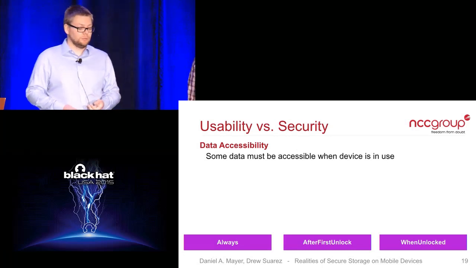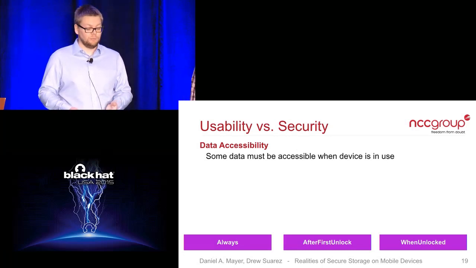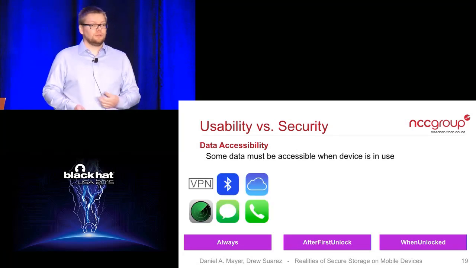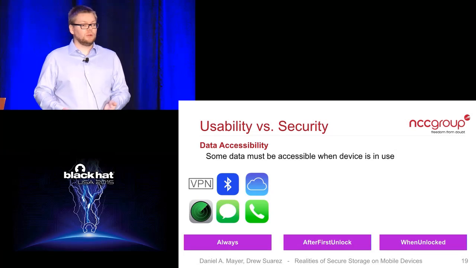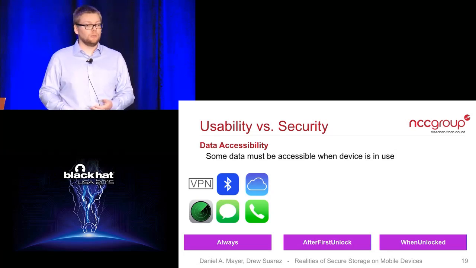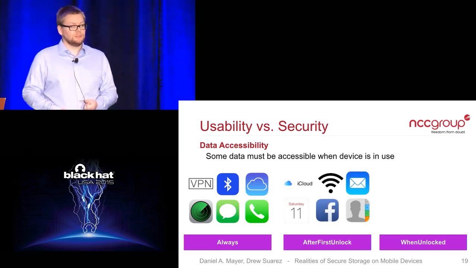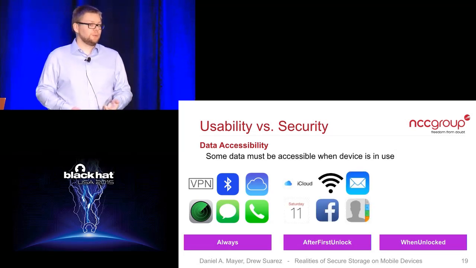So you might wonder why we need all these different classes. And this comes back to having this granular control over your data and protecting it for the right circumstances. So there's some data which just needs to be accessible always. You want to turn your phone on and you want to be able to receive phone calls, you want to be able to receive messages, so all keys and data which is related to that needs to be always accessible to the device.